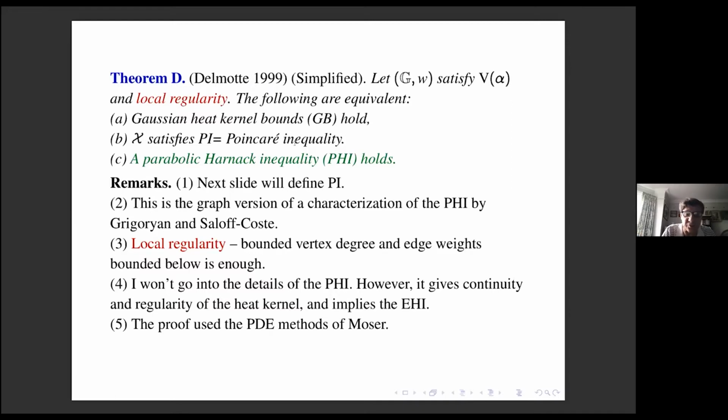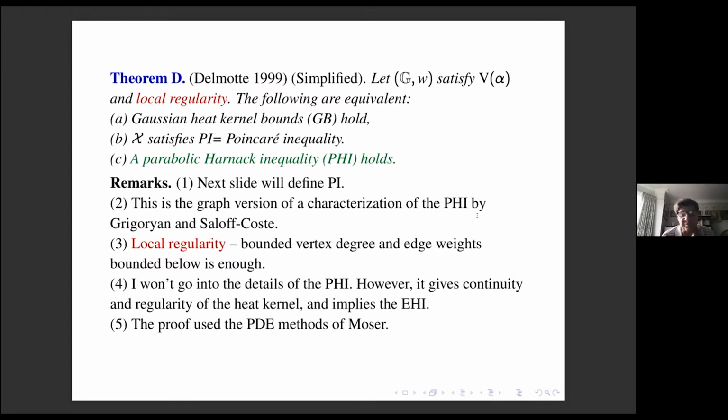The graph G satisfies the Poincaré inequality, and I'll explain what that is in a few moments. And the third condition is that a parabolic Harnack inequality holds. I'm not going to tell you about parabolic Harnack inequalities, but it's useful to keep in mind that the PHI gives you continuity and regularity of the heat kernel, and it implies the elliptic Harnack inequality.